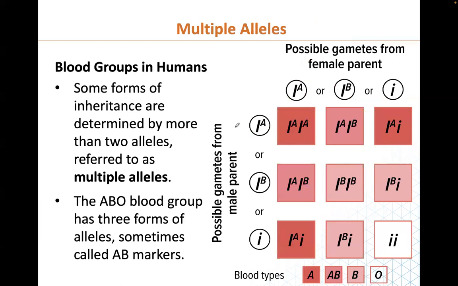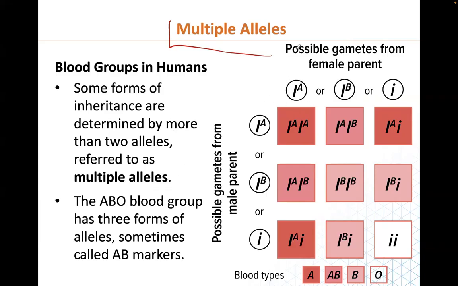Another good example of complex patterns is multiple alleles. We have some traits in the body which are controlled by multiple alleles. A good example is the blood group. Some forms of inheritance are determined by more than two alleles, which we call multiple alleles. The ABO blood group has three forms of alleles. Sometimes we call them AB markers. So these AB markers are very effective.